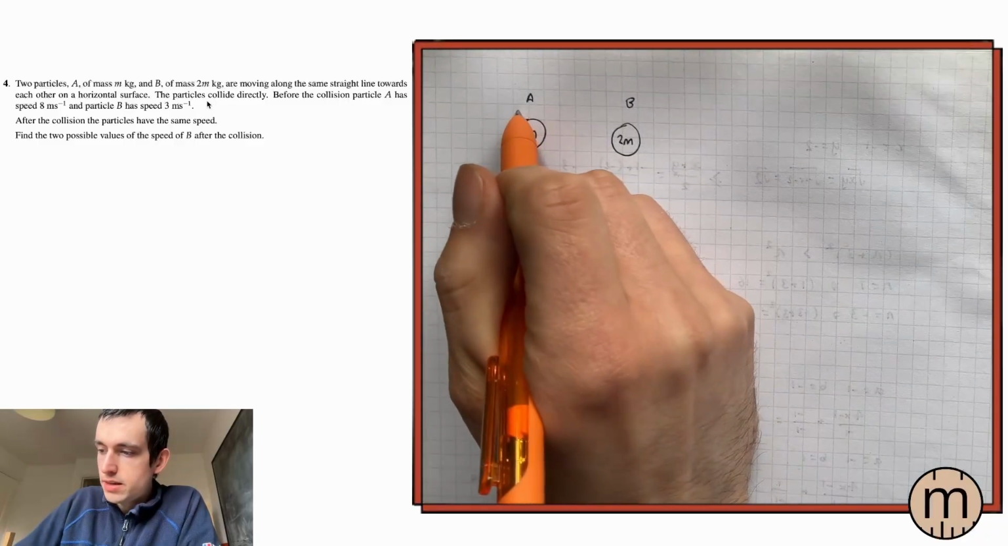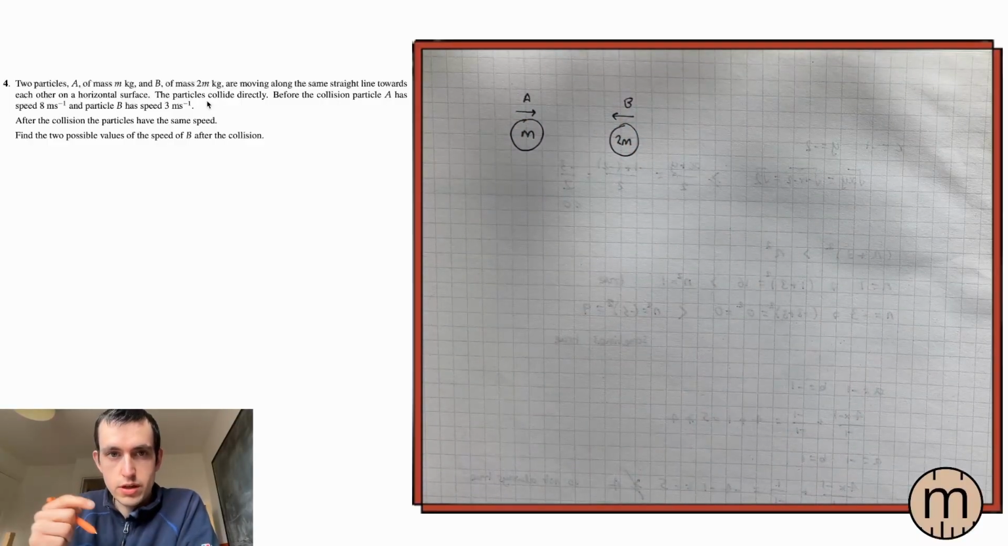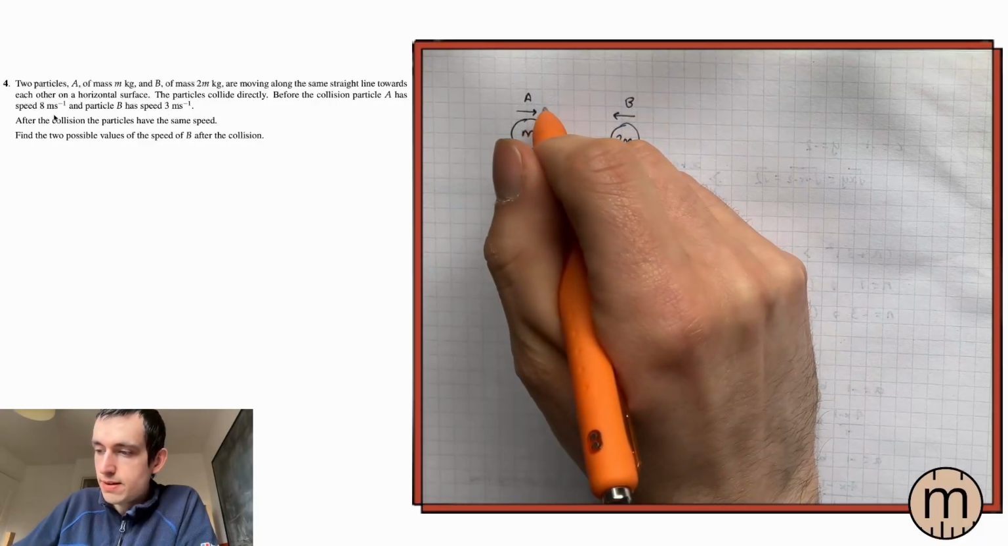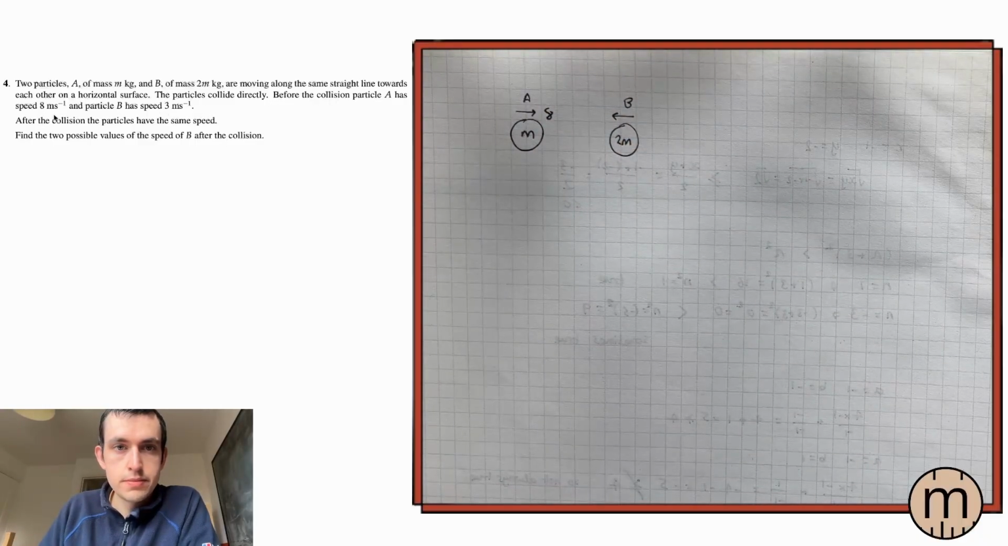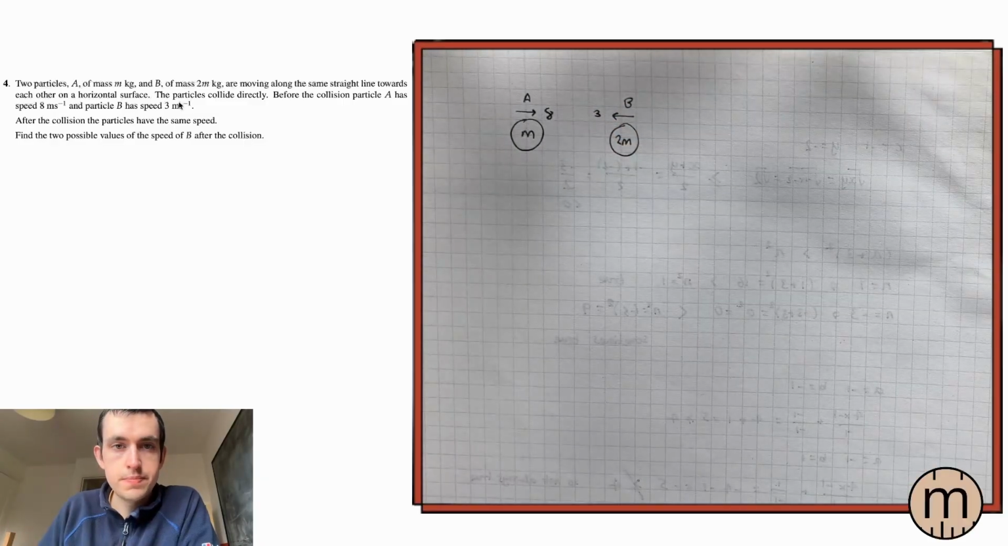So again, do the arrows like this. One going to the left, one going to the right. They collide directly, which the question is always going to say. And we're told that before the collision, A has speed 8. So I can put that in here. We're also told that particle B has speed 3, so I can put that over here.